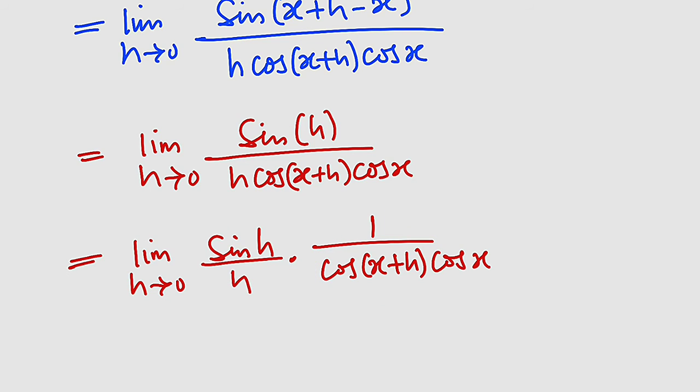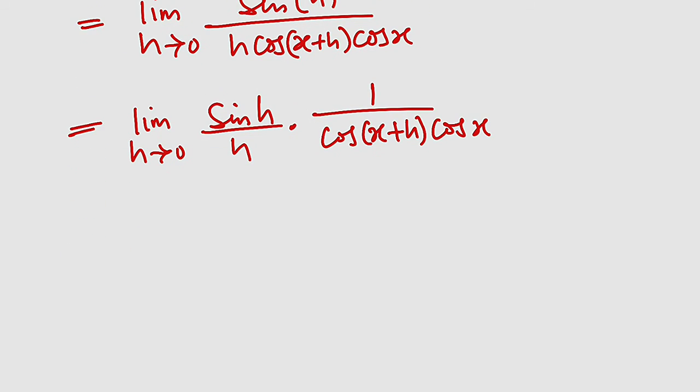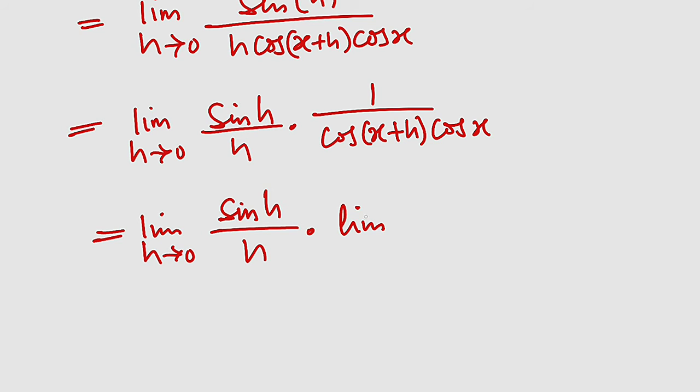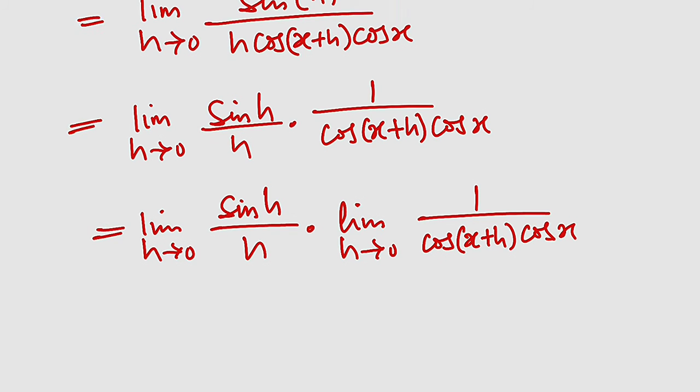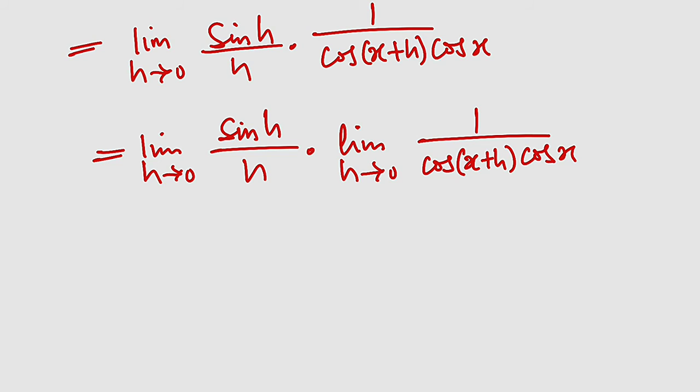So remember that limit of a product is the same thing as product of the limit. So we can split the limit into the limit as h approaches 0 of the first one, which is sine of h divided by h, then multiply by the limit again as h approaches 0 of this, which is 1 divided by cosine of x plus h multiplied by cosine of x. So we're going to treat the two limits separately.